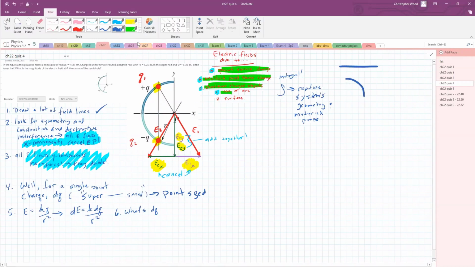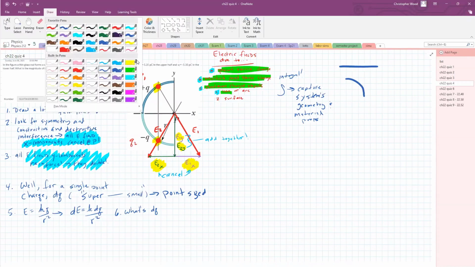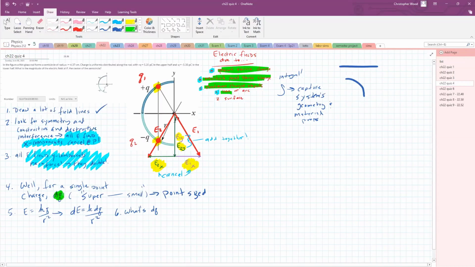To continue, I basically said I don't know how to deal with this. The only thing I can deal with are point charges. So I said, well, I'm just going to look at a super small, infinitesimally small, also known as a point-sized charge called dq. And then step 6, I said, well, what's dq? Now here's some new thinking, because I'm really liking this statement: I need to capture the system's geometry and material properties.